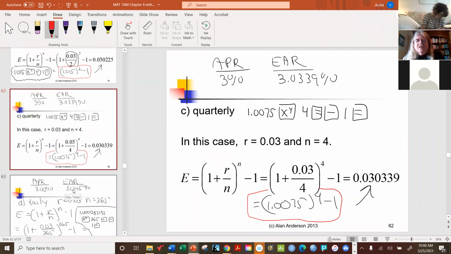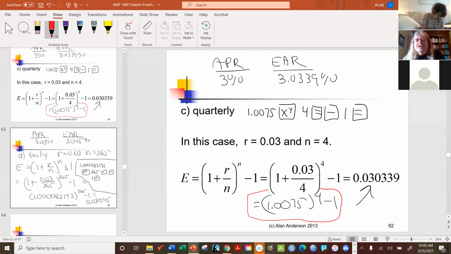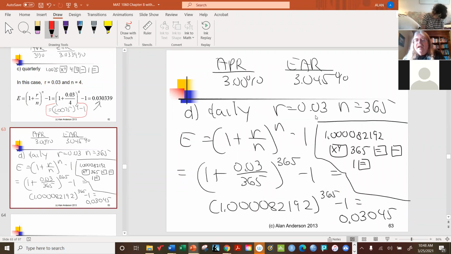Now, even though it wasn't originally in the slides, I've added this after the fact. We're going to do daily now. Daily means 365 compounding periods per year. And so let's take a look at that case. The problem here is that when you simplify 3% divided by 365, it's a very, very small number. So I recommend that you do not round it too much when you do your calculations, because you're likely to run into some pretty significant inaccuracies.